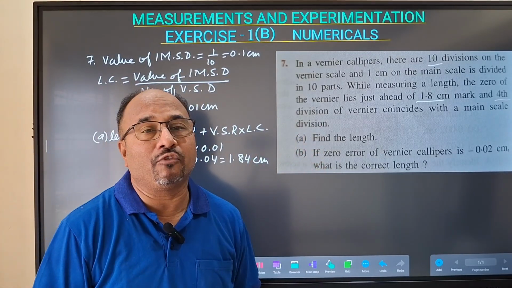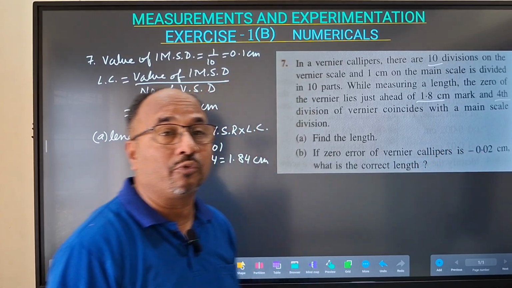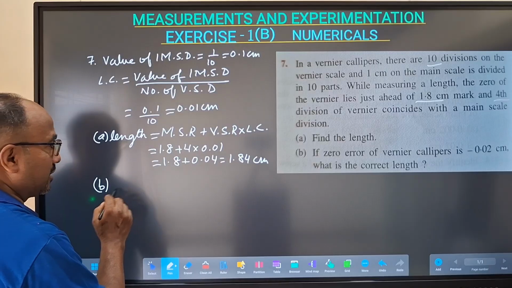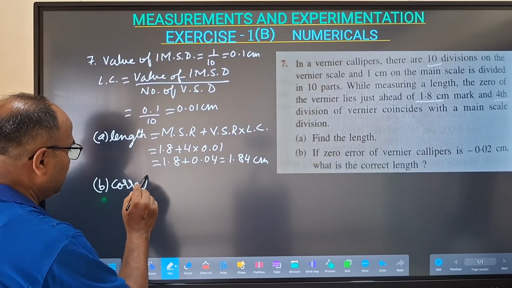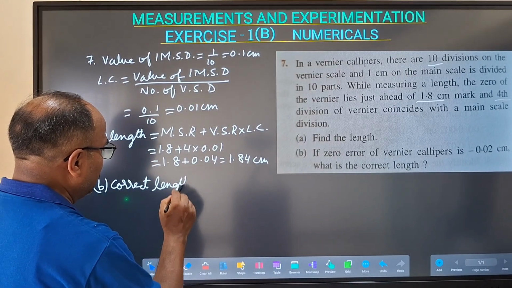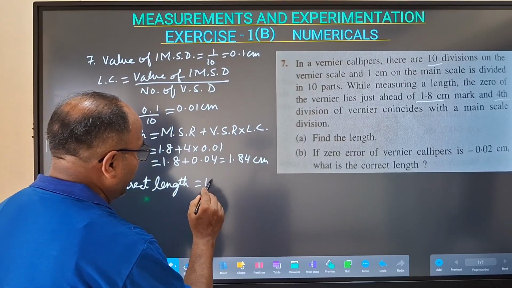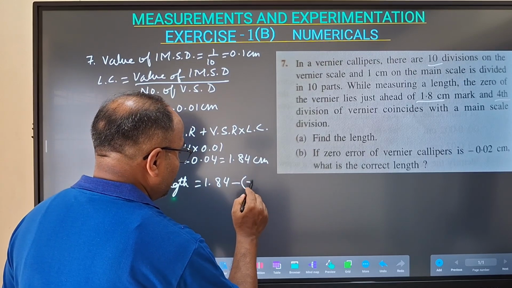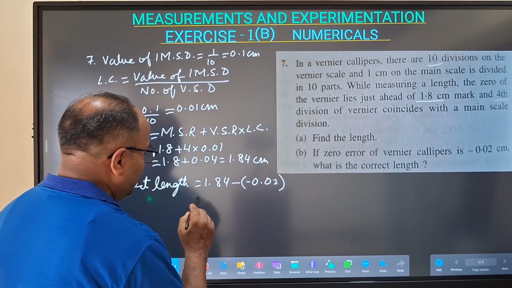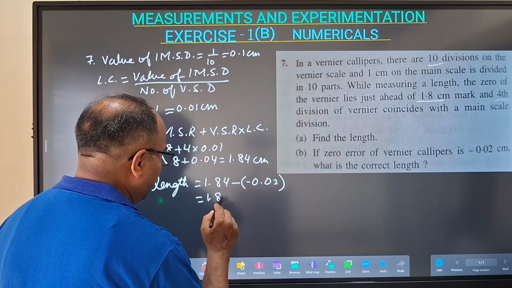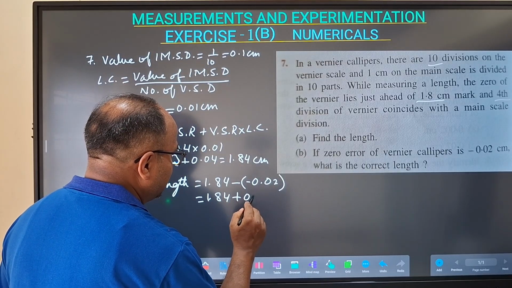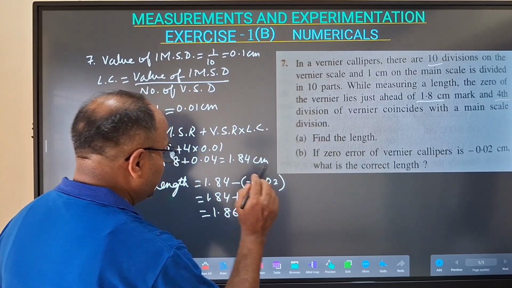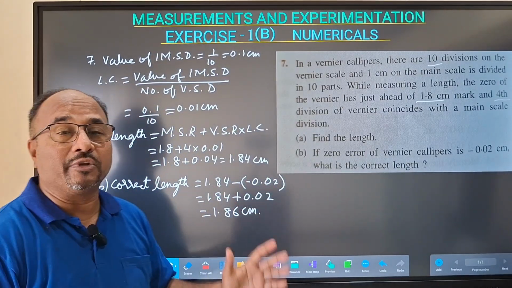But then B part is informing us that there is a zero error of minus 0.02 centimeter. So in the B part, the correct length will be equal to what we have got, this length 1.84, minus the zero error with the sign. So minus minus 0.02, that is plus 0.02. So you get it as 1.86 centimeter. So this completes this numerical.